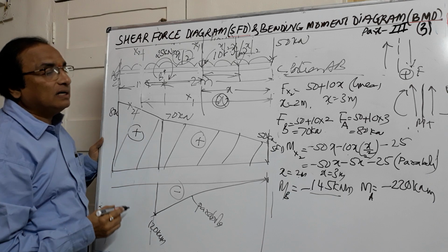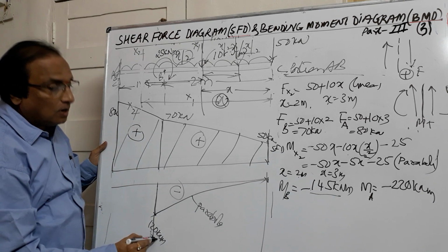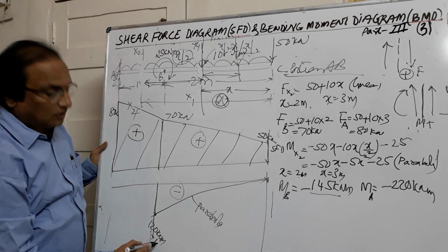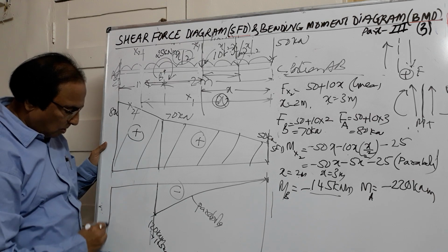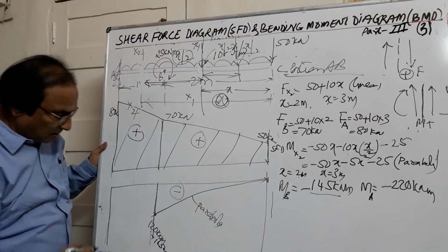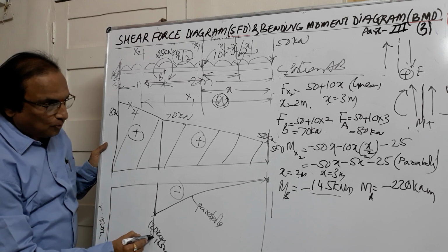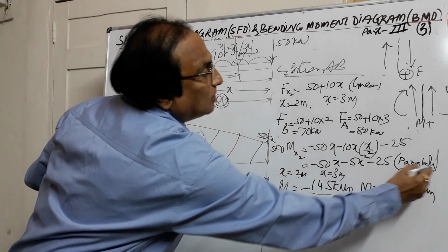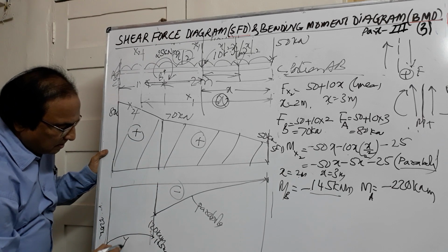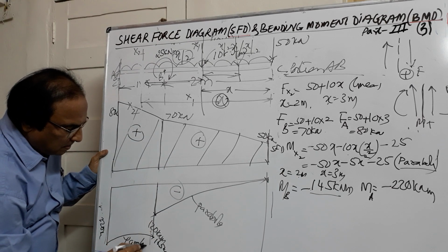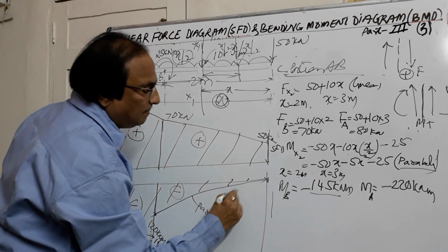So if I plot the bending moment, here it will go down to 145 kilonewton meter, and here will go down by 220 kilonewton meter. I'll have to join these 2 points, and these 2 points are to be joined by a parabola. So we get a parabola from here to here, and this is negative. So this diagram is the bending moment diagram.